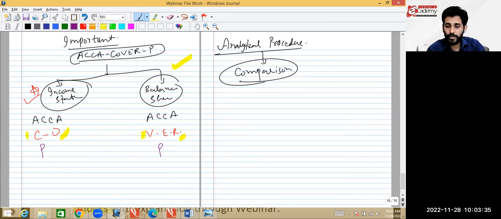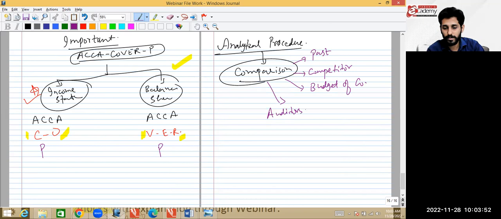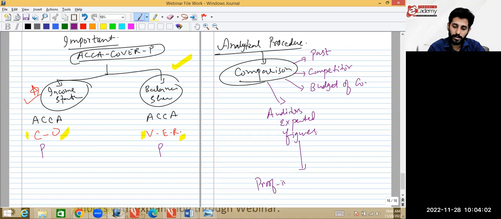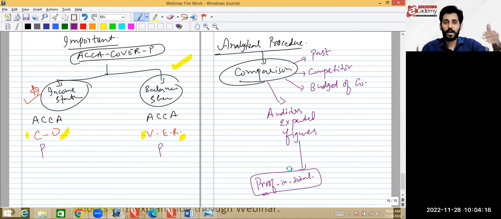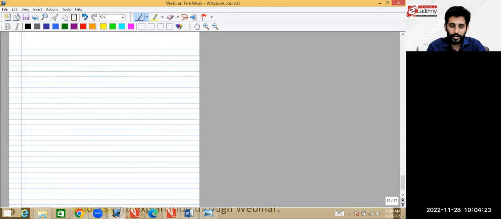the comparison of the actual figure with the past, comparison with the competitor, comparison with the budget of the company, comparison with the auditor's expectations, auditor expected figures, which is related to proof in total. Now, I'm explaining what is actually proof in total. So analytical procedure means comparison of the actual figures with the past, competitor, budget of the company, so that if the figures are reasonable, you assume that these are actually correct. All right.